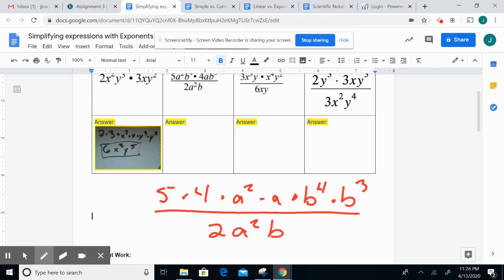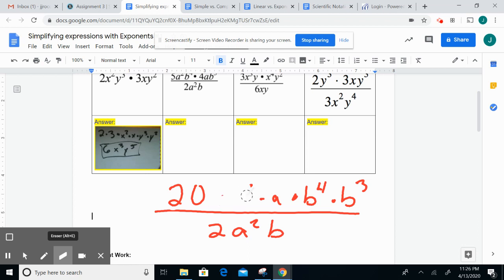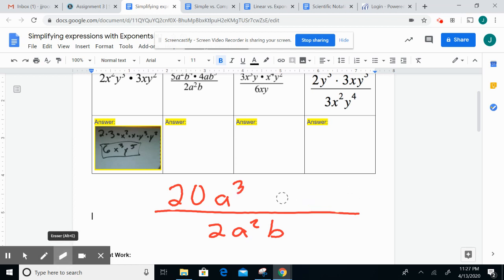Now, just for the sake of space, I'm going to erase. You probably want to keep this and go to the next line. And let's simplify the top first, just like we did the first problem. 5 times 4 is 20. a squared times a, there are 2 and 1, so a to the third. And b to the seventh. There are 7 b's.